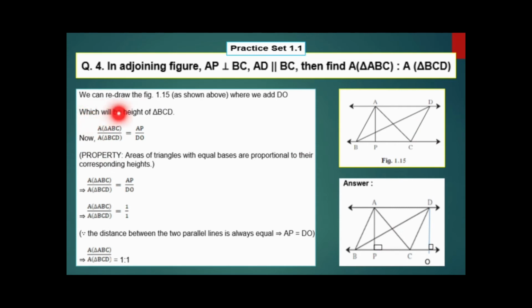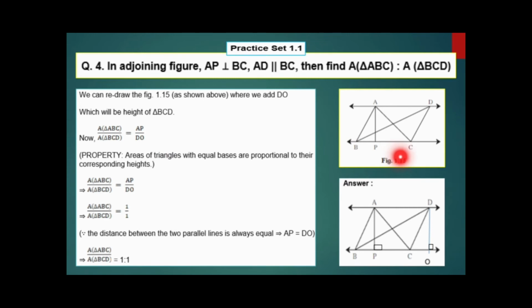We can redraw the figure 1.15 as shown in above, where we add DO. So add DO, that means we draw a perpendicular from D on side BC, which will be the height of triangle BCD. So this DO is the height of triangle BCD. Now area of triangle ABC upon area of triangle BCD equals to AP upon DO, because base is same.